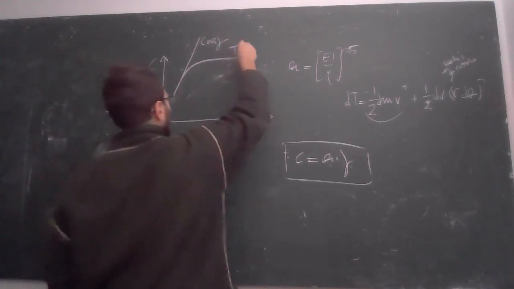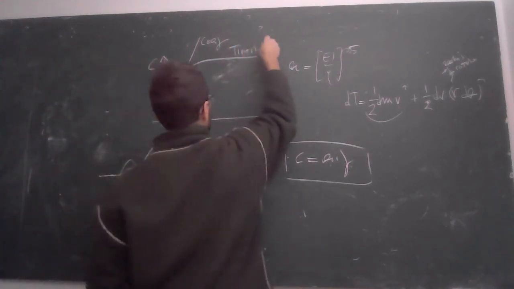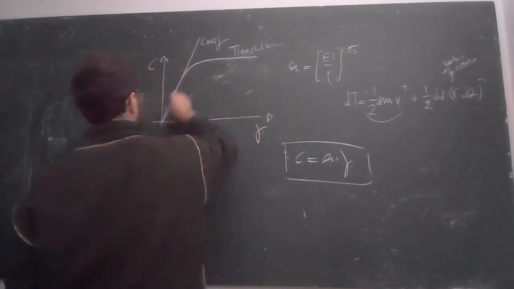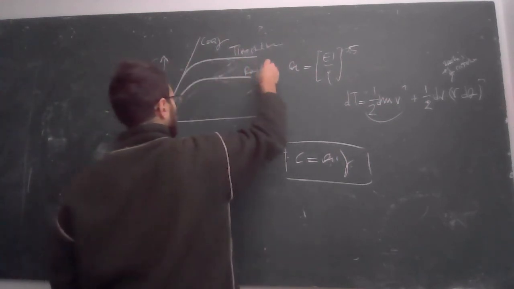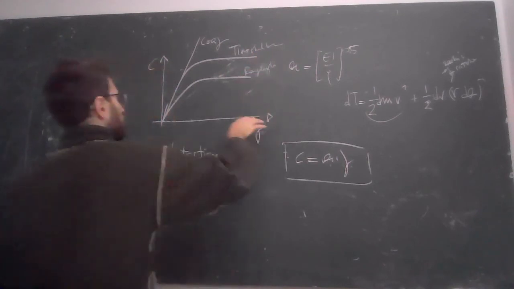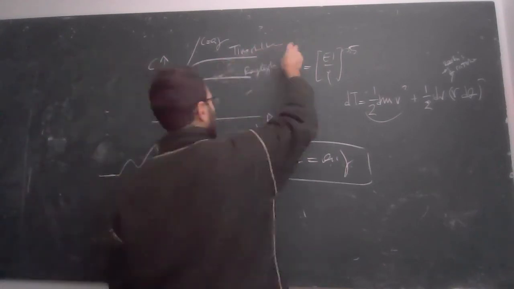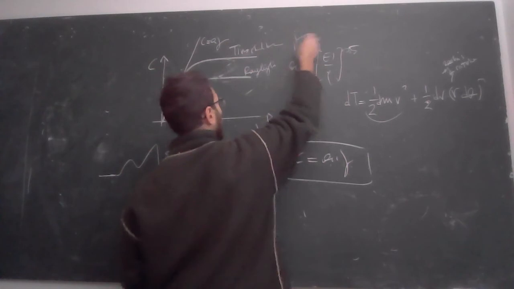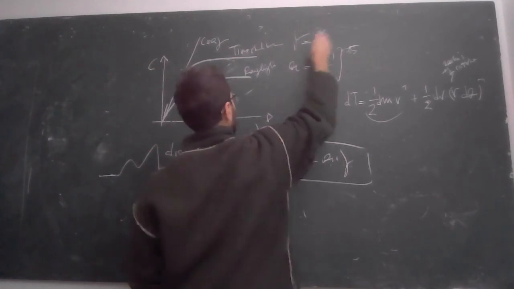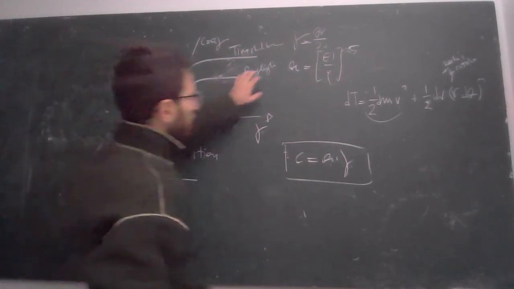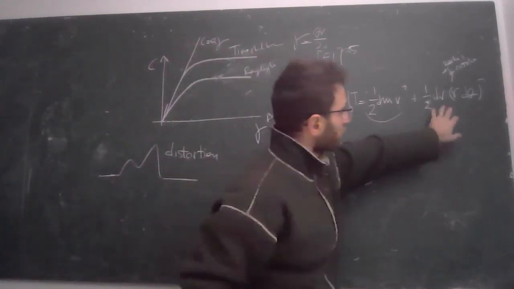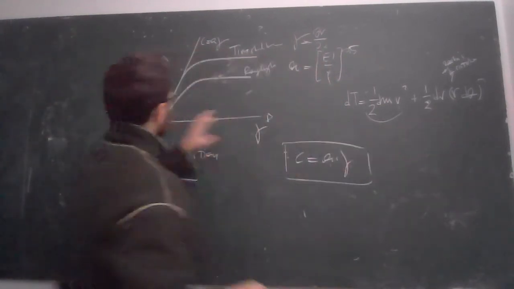This is the Timoshenko beam. This is the Rayleigh beam. The Timoshenko beam considers the contribution of gamma, which is dV over dx, I mean the shear strain. And Rayleigh considers the contribution of the rotation.